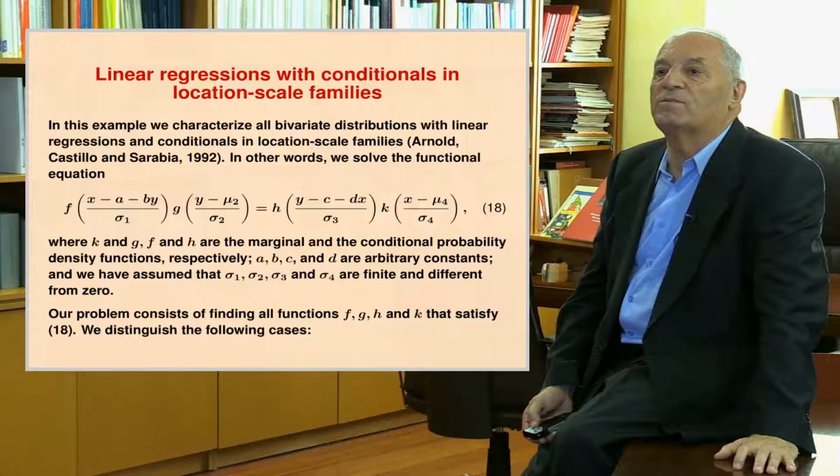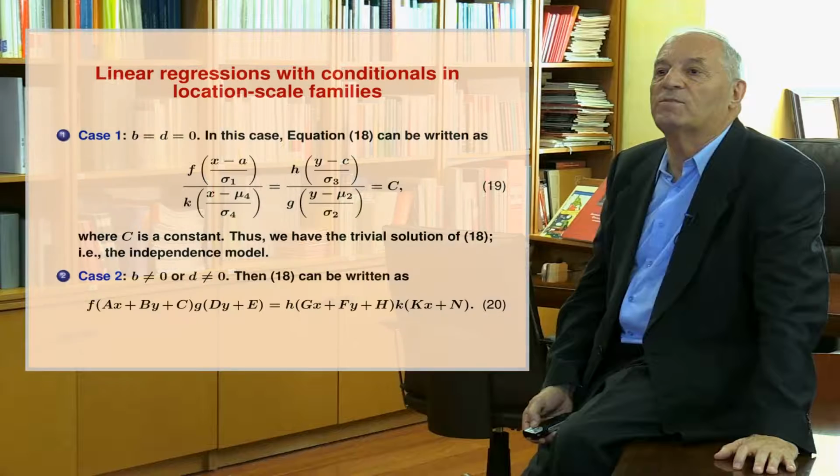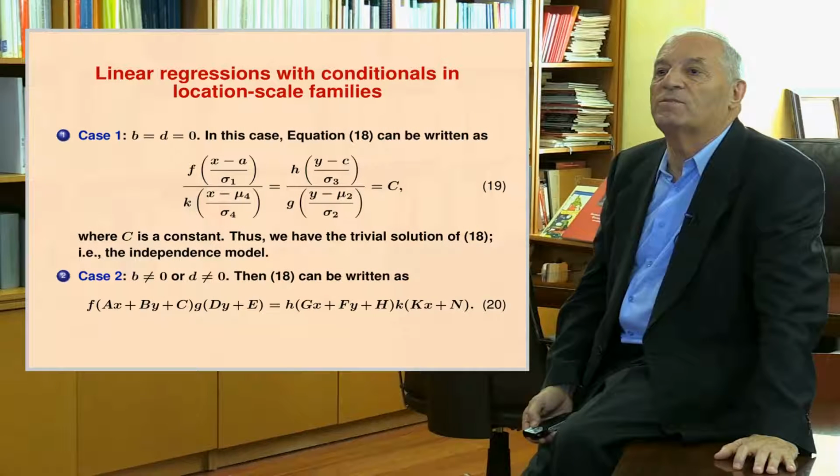We distinguish the following cases. Case 1 corresponds to b equal to d equal to 0. In this case, equation 18 can be written as in 19, where c is a constant. Thus, we have the trivial solution of 18, that is, the independence model. Case 2 corresponds to non-null b and d. Then 18 can be written as in equation 20.